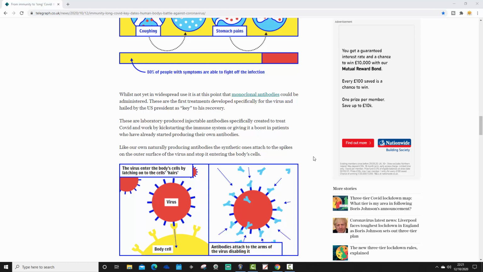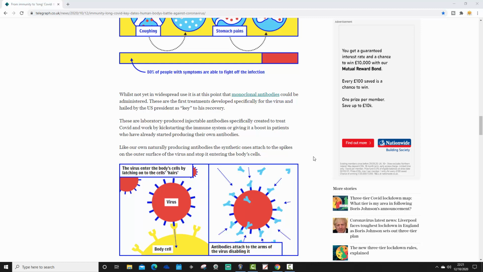Monoclonal antibodies could be administered. These are the first treatments developed specifically for the virus and hailed by US President Donald Trump as key to his recovery. These are laboratory-produced injectable antibodies specifically created to treat COVID and work by kick-starting the immune system or giving it a boost in patients who have already started producing their own antibodies.